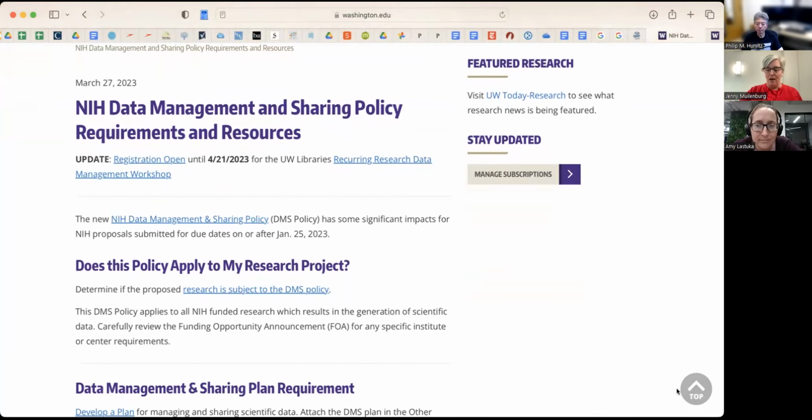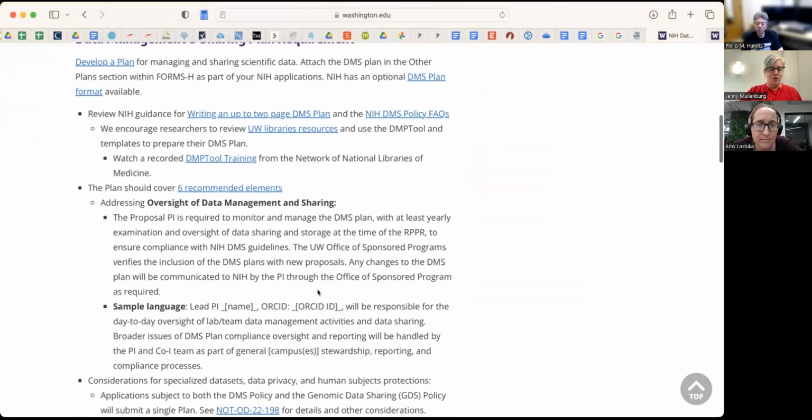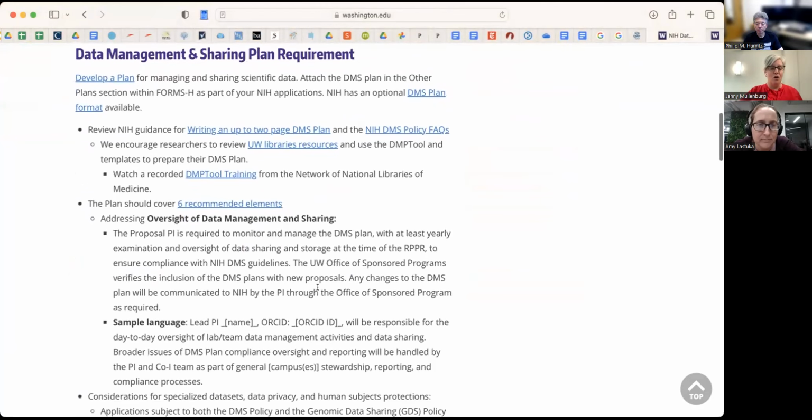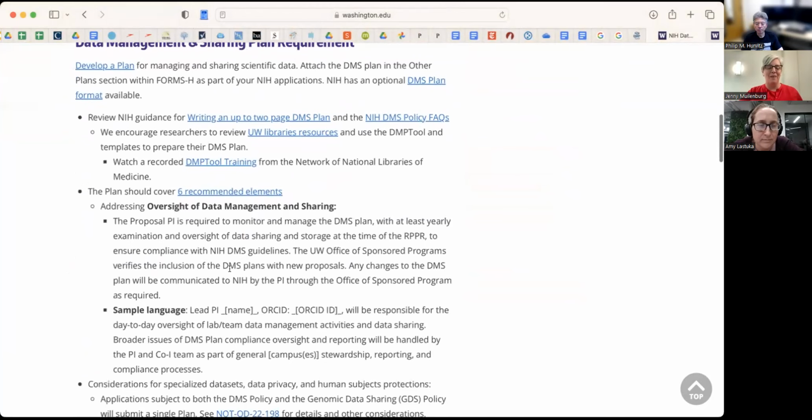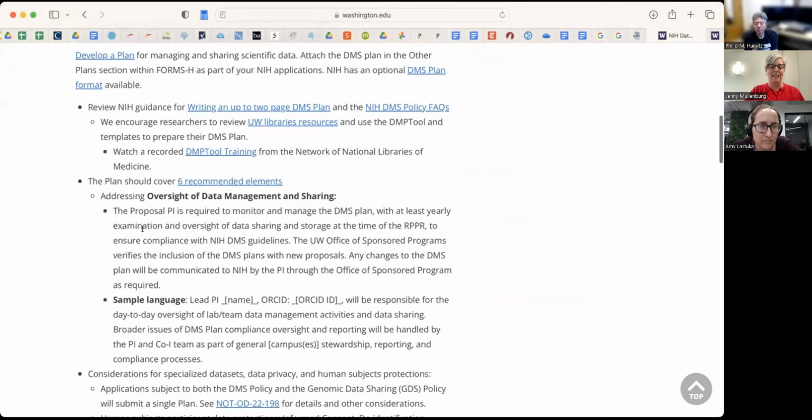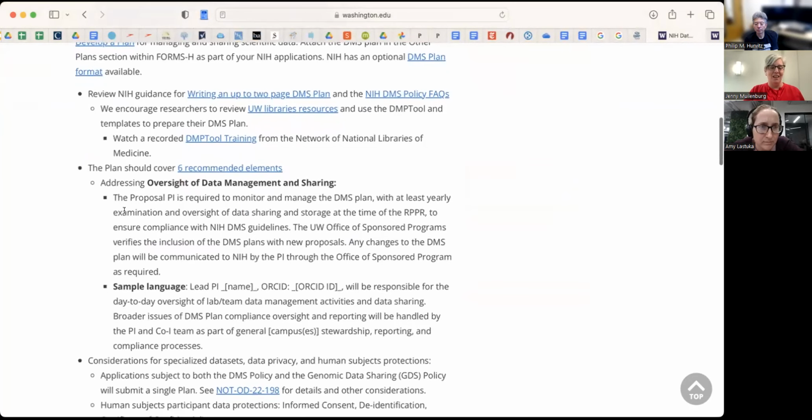Phil, when you were talking about templates, there was one thing I wanted to show here. So back in January, like December to February, there were several NIH sites that had information about the components of the plan, the 6 recommended elements. You'll see the sample language that was provided here was an example. Somewhere out in NIH land, it was subsequently taken down.